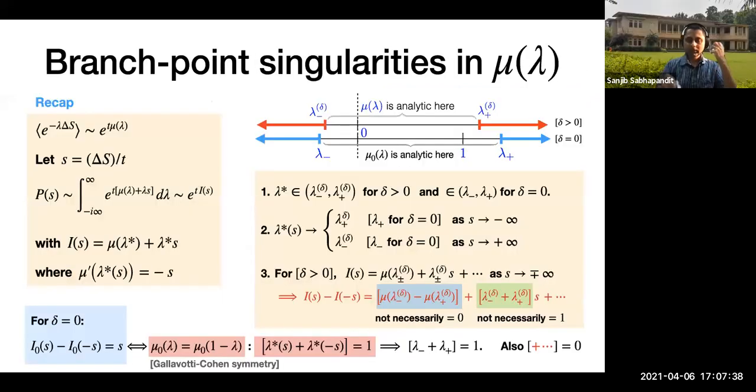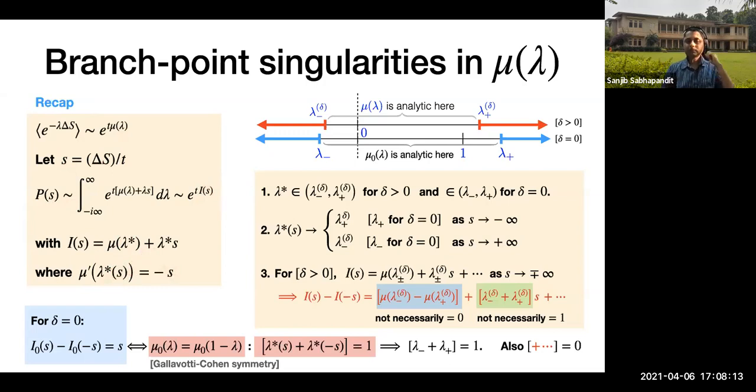So assume that this is your mu of lambda. Let me just remind you of this. You are looking at the generating function of this delta S. So there's a mu of lambda corresponding to this. There's also a g of lambda here, but in this case it turns out that it's not important, so I'm not going to focus on that. Given this mu of lambda, this S is just the scale, so it has this large deviation form, where I of S is related to mu of lambda by this Legendre transform, basically by this saddle point equation.